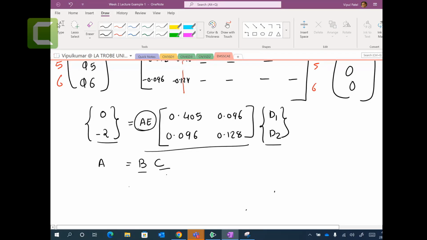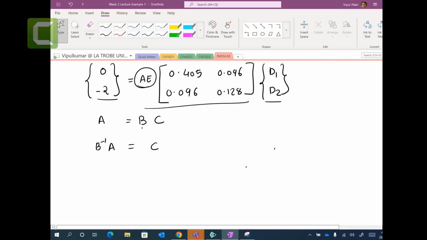So if I want to find the C, I would have B inverse A. Do you agree with me? Right? Because if you bring this one across, it becomes B inverse. So you understand this, right? A equal to BC, and someone asks you to find the C, you can bring this one across and it becomes B inverse. Now you know the inverse matrix, this one. So let me find that matrix inverse.